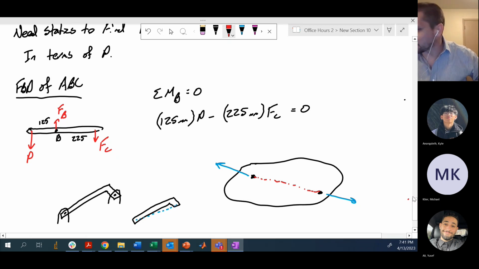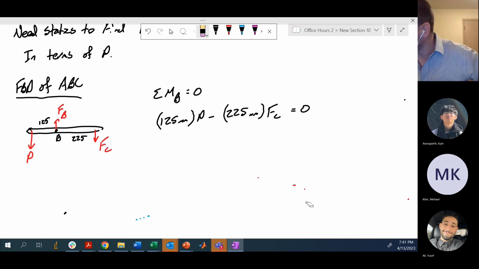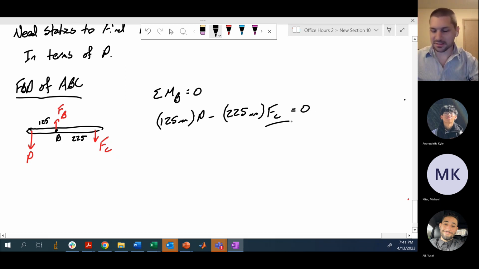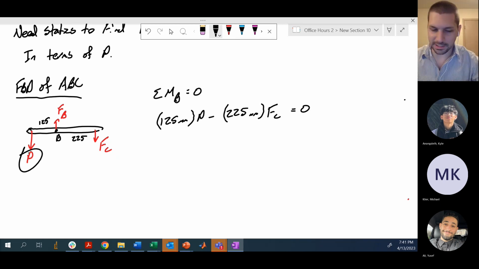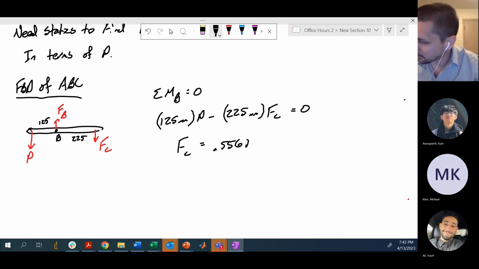Okay, so back to the problem. We had done the sum of the moments about that central point at point B. Using this, you can write the force at C in terms of the load P, which is going to be helpful for us. Here, I'm going to write it as some multiplier, which you can determine from the algebra here: 0.556 times P.